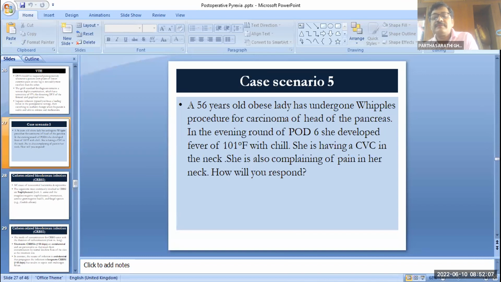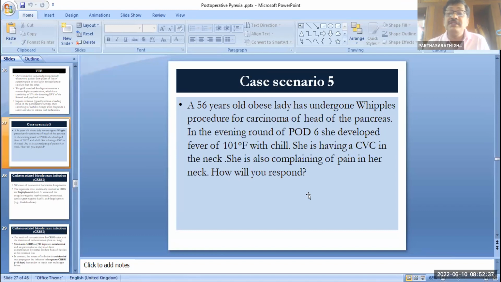Okay, sir. As it is POD 6, if the central venous catheter is not required, then I would like to remove the CVC and send the tip. Why would you like to remove the CVC? Sir, there might be an infection, as the patient is complaining of localized pain in the neck. What infection? What is the name of that infection?